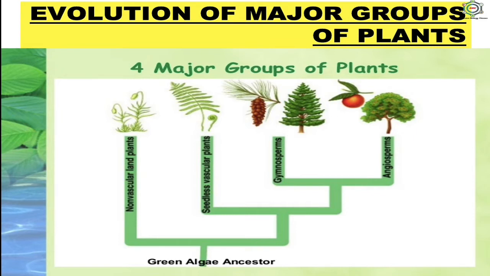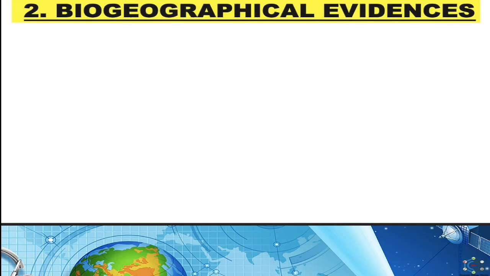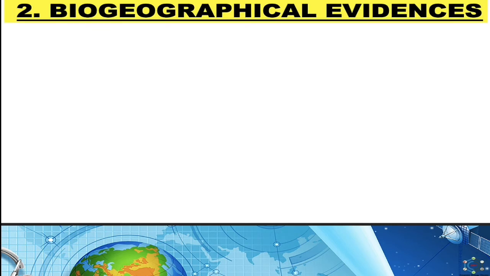then. So this is all about the evolution of major groups of plants, which are non-vascular land plants, then seedless vascular plants, then gymnosperms, then angiosperms. So in all the four major groups of plants, the ancestor is green algae. So this is all about the evolution of major plant groups. After this, the next section is biogeographical evidences.